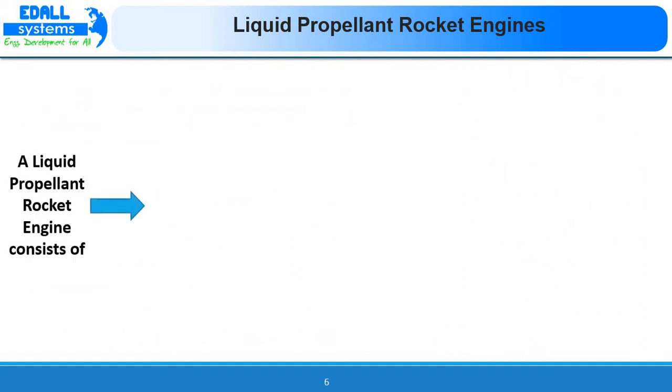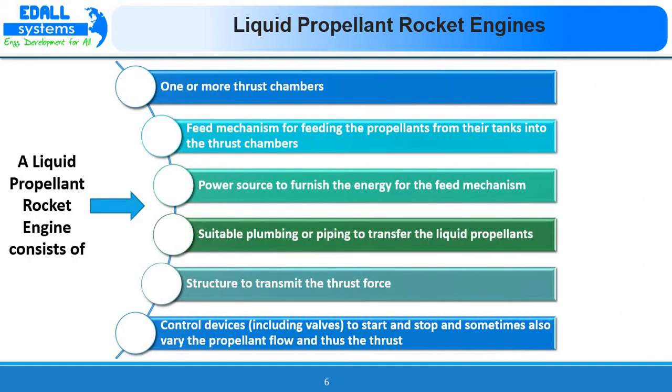Now we will see what a liquid propellant rocket engine consists of. The first thing is a thrust chamber where the combustion can happen. Then a feed mechanism for feeding the propellants from the tanks into the thrust chamber. There are tanks in which the propellants are stored, and the feed system is needed to supply these propellants from the tanks to the thrust chamber. Then a power source to furnish the energy for the feed mechanism. Then suitable plumbing or piping to transfer the liquid propellants. Obviously, these propellants will be at very high pressure, so good and suitable plumbing or piping is needed.